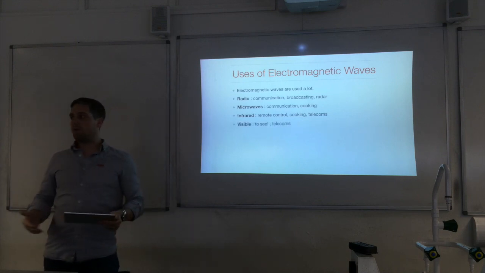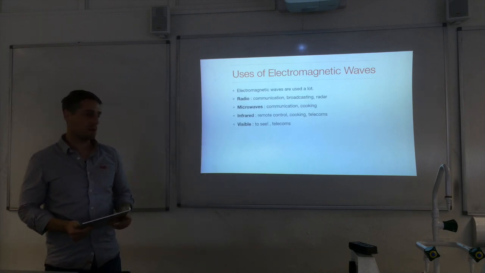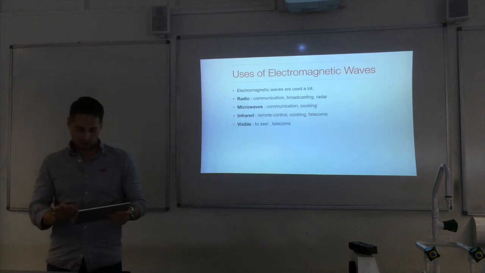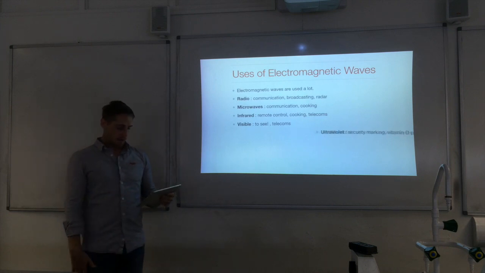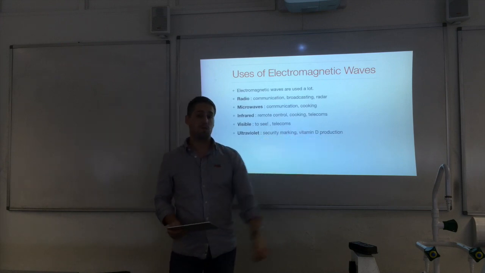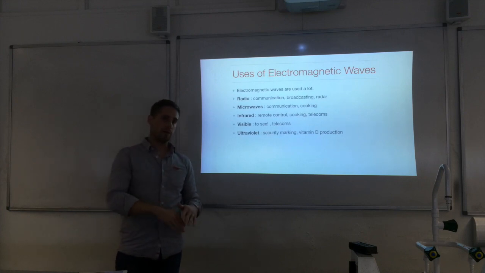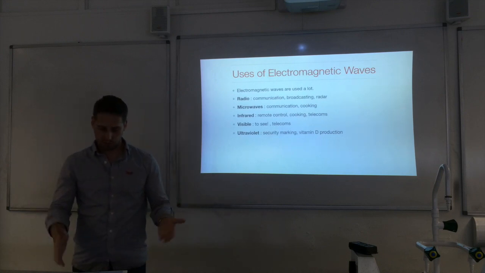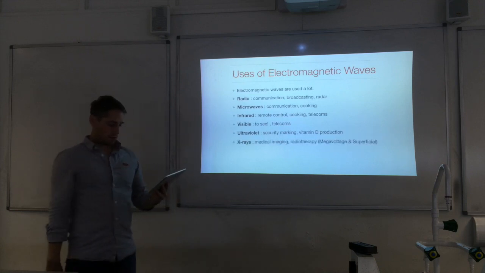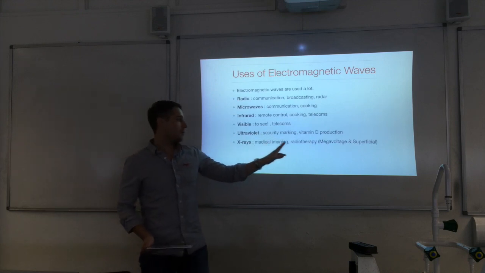Visible light, well, obviously you use visible light to see firstly, and then visible light is also used in telecommunications. So the telecoms here, I'm thinking of fibre optic communications. Ultraviolet is used for security marking devices. It's also useful for your skin, your biology, because your skin, when exposed to ultraviolet radiation, produces vitamin D, which is important for your bones and teeth. So, vitamin D production. X-rays are used for medical imaging and for radiotherapy.